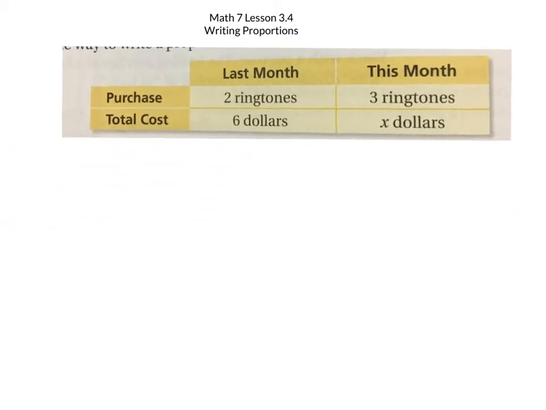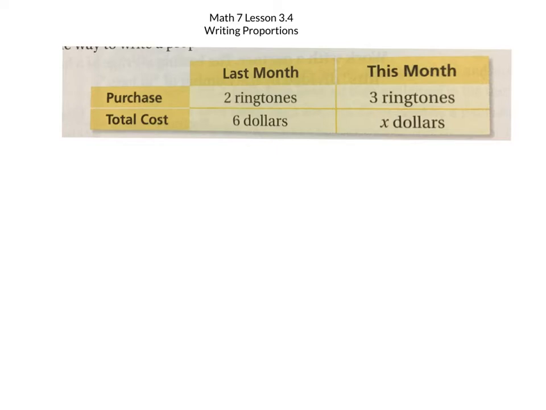So one way to write a proportion is to use a table. So if you see here, we have a table, and we're talking about ringtones and how much they cost. So this is buying ringtones for your phones.